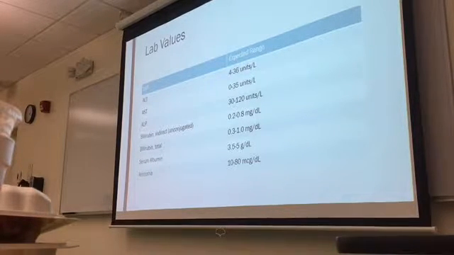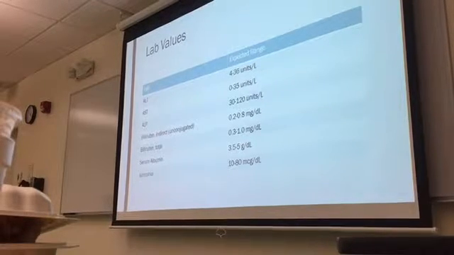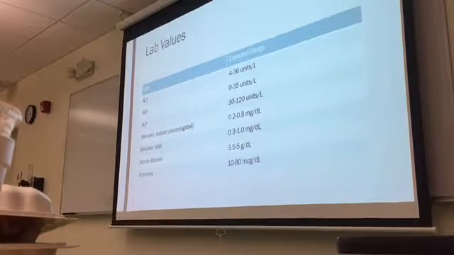Albumin levels, the normal is there, but typically they will be low in patients who have liver disease, especially if they have ascites. And ammonia levels come into play with their importance in patients who are exhibiting hepatic encephalopathy, and we'll talk about that as well.